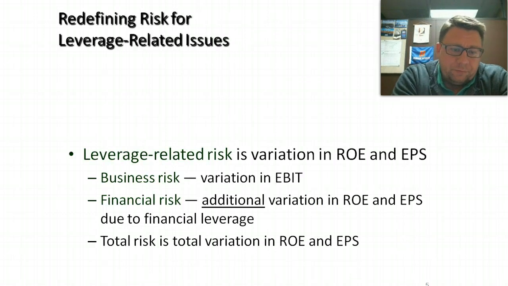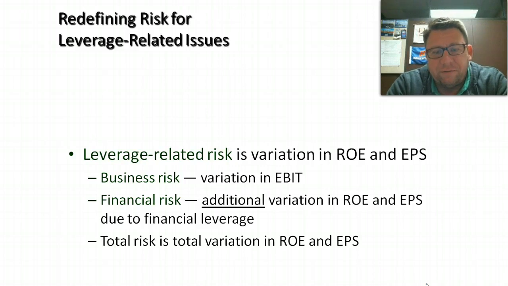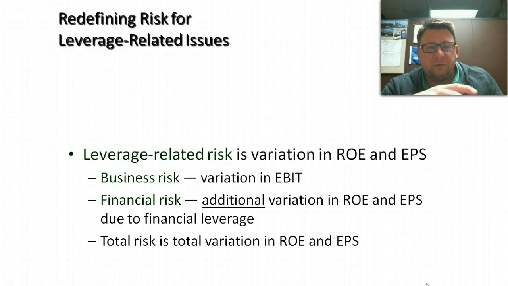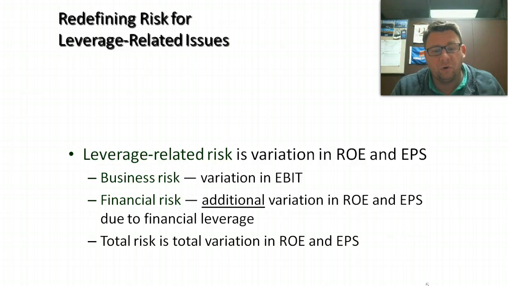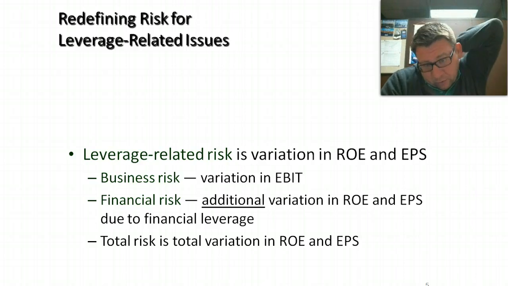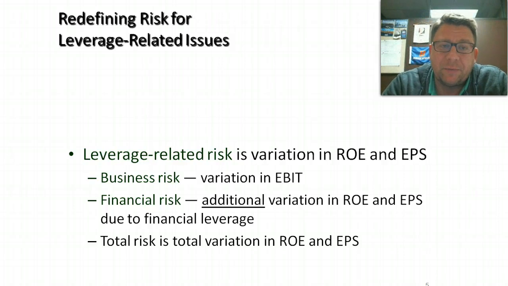Okay, so leverage-related risk is a variation in ROE and earnings per share. So business risk. Business risk relates to changes in our sales price, costs, and so forth. And so that causes a variation with EBIT. EBIT, if you recall, is earnings before interest and taxes, or operating income. Financial risk is an additional variation in return on equity and earnings per share due to financial leverage. So the total risk is this total variation in return on equity and earnings per share. That doesn't make that much sense to you right now, but you'll see some of those calculations in the next podcast.